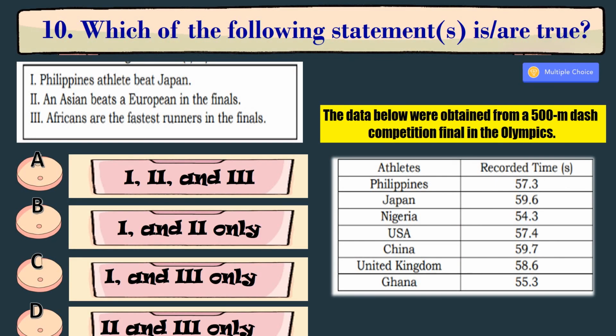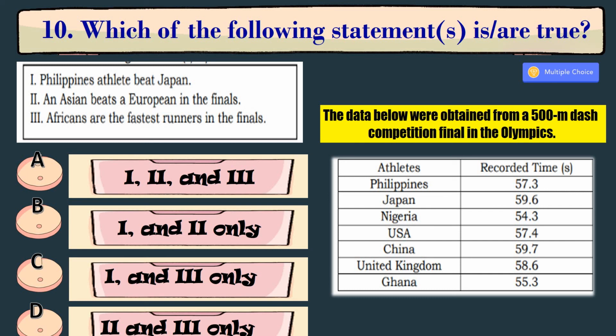Number 10 question. Which of the following statement or statements is or are true? So let's look at the right side. The data below are obtained from 500-meter dash competition final in the Olympics. So you're given athletes: Philippines, Japan, Nigeria, USA, China, United Kingdom, and Ghana. And for the recorded time in seconds, Philippines is 57.3, Japan is 59.6, Nigeria is 54.3, USA is 57.4, China is 59.7, United Kingdom is 58.6, and Ghana is 55.3.